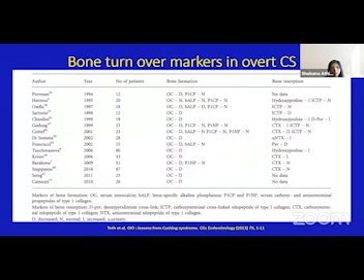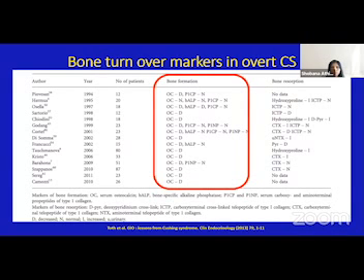So we would expect that in a state of glucocorticoid excess, sclerostin levels will be high. So can we use bone turnover markers to assess skeletal health in patients with overt Cushing syndrome? This table summarizes most of the studies that were done to look at bone turnover markers in patients with overt Cushing syndrome. A few things to highlight is that it's a rare disease, so the number of patients in these studies is very small.